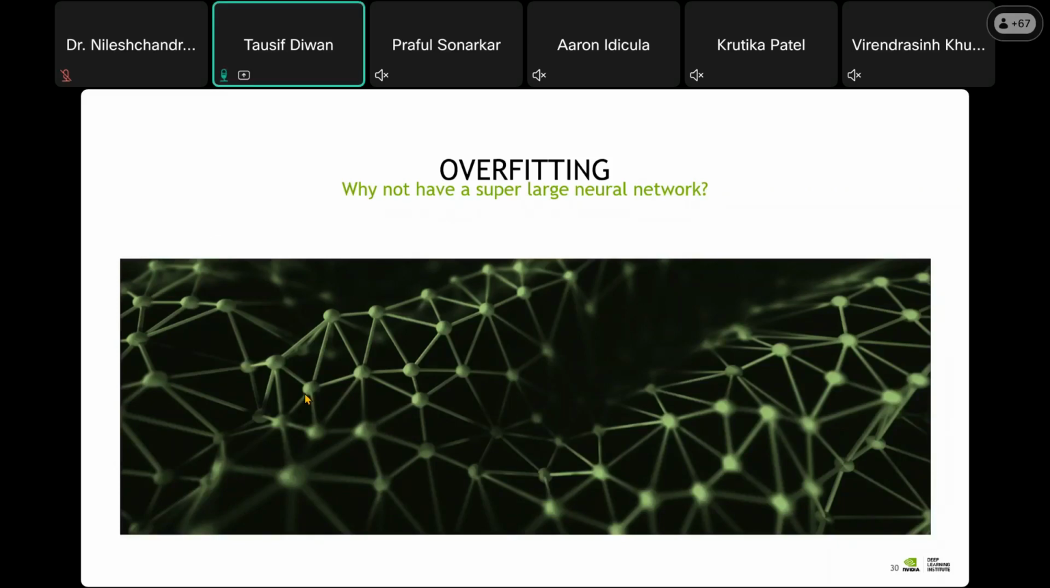Next is a very interesting and very important problem: overfitting. But we will not cover overfitting now. We will switch to the notebook and try to run every cell of it, and once again we will come back to overfitting.